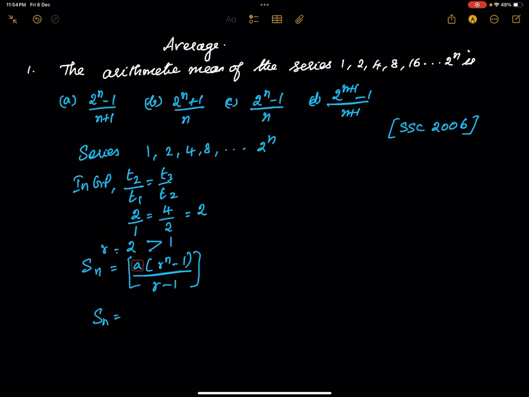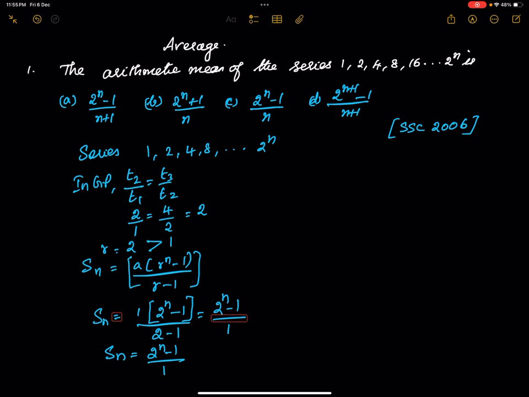Sn is equal to, what is A? The first term is A, 1. R is what? 2. So, 2 power n minus 1, divided by R minus 1, what is R? 2. 2 minus 1, that is 1 only. So, 2 power n minus 1 by 1. That is Sn. So, Sn is what? 2 power n minus 1. This is the sum.